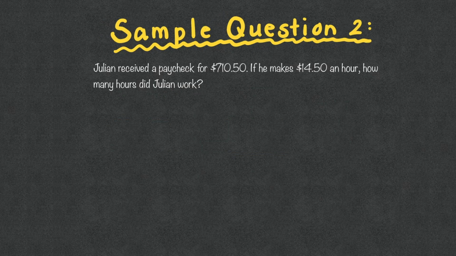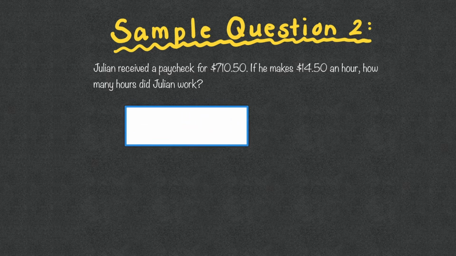Sample question number 2. Julian received a paycheck for $710.50. If he makes $14.50 an hour, how many hours did Julian work? Okay, so I'm going to look at his paycheck. He received a paycheck for $710.50.